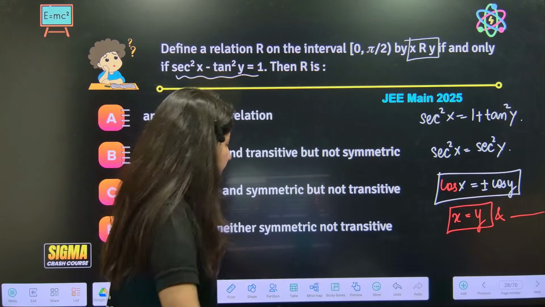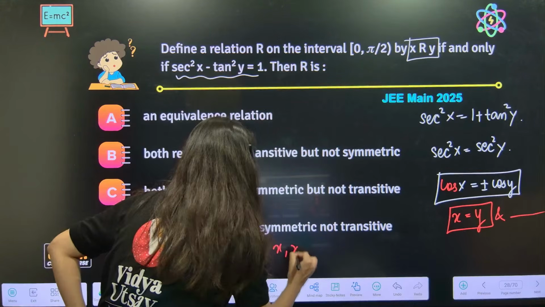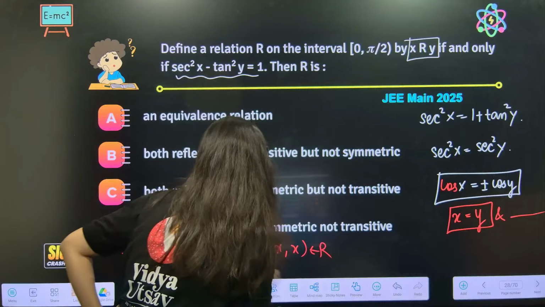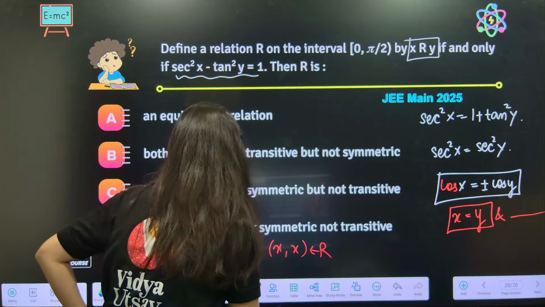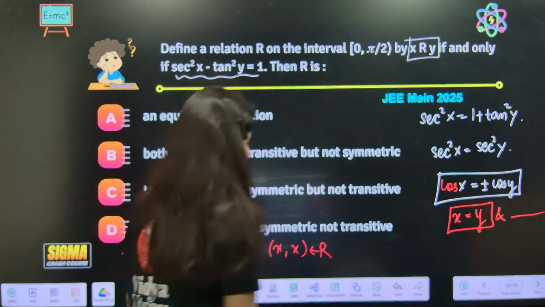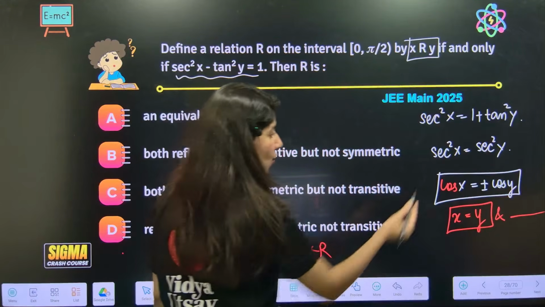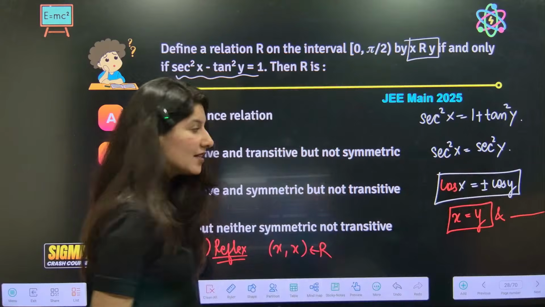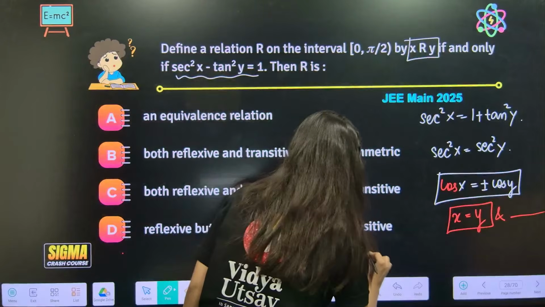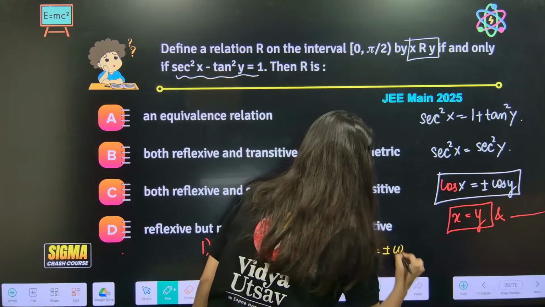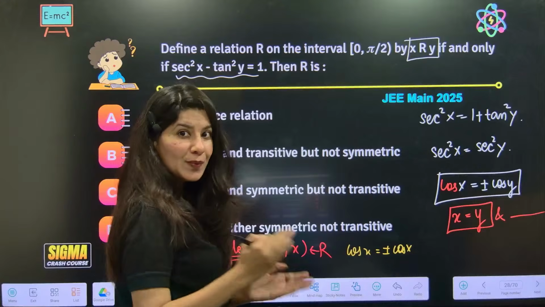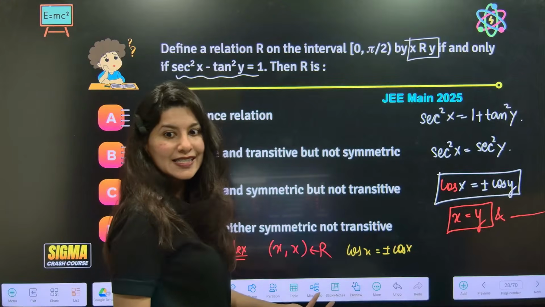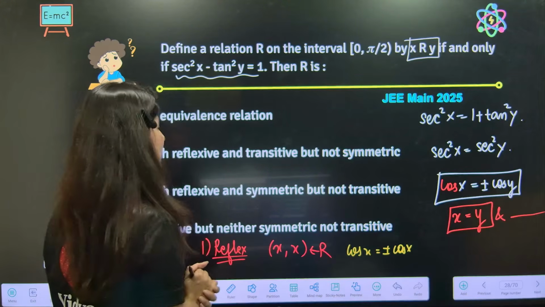I am saying that (x, x) should sit inside my relation. I am checking for reflexivity. So will this sit inside or not? So cos x should be equal to plus or minus cos x. Yes, absolutely. Cos x equal to plus or minus cos x. Plus cos x is getting satisfied. That means reflexivity is there.